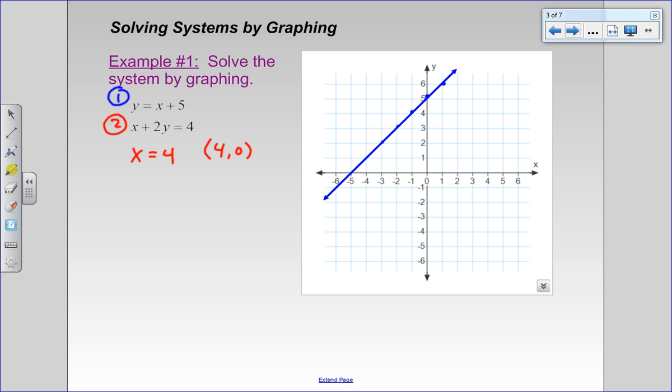Then to find the y-intercept, we let x equal 0, in which case we have the equation 2y equals 4, or y equals 2. So the y-intercept of this line is the point (0, 2). And we can graph the line by plotting those two points and then drawing a line through them.